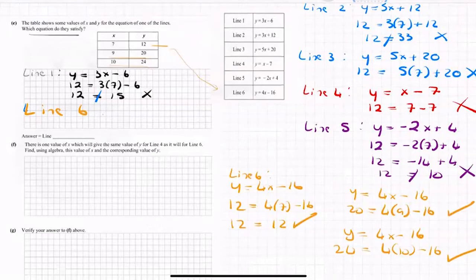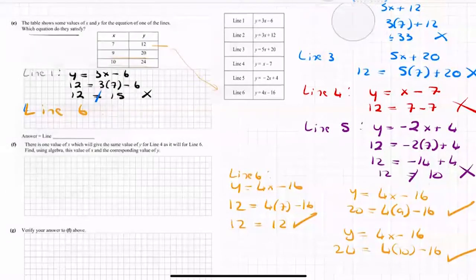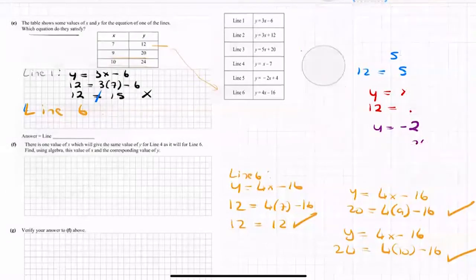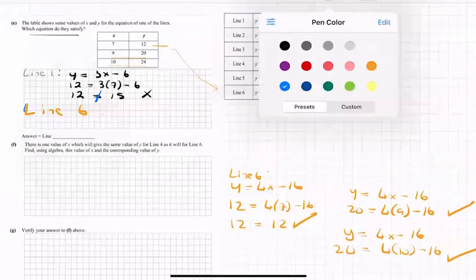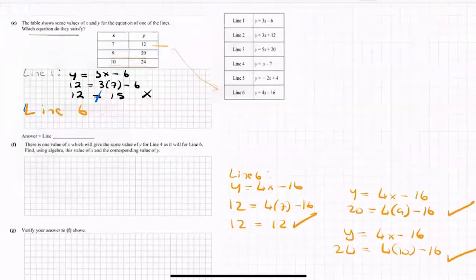There is one value of x which will give the same value of y for line 4 as it will for line 6. Find, using algebra, this value of x and the corresponding value of y. I'm just going to rub out the wrong answers. I'm going to leave the orange ones there so you can see what I was doing. There is one value of x which will give you the same value for line 4 and 6.